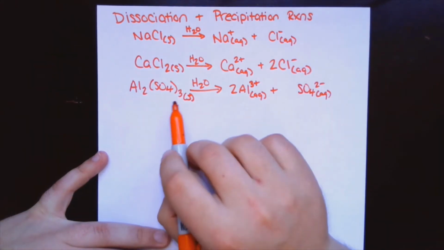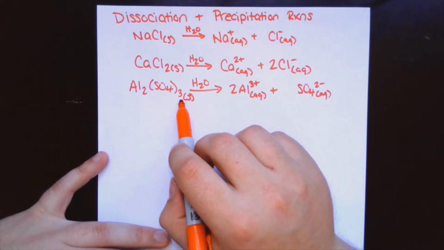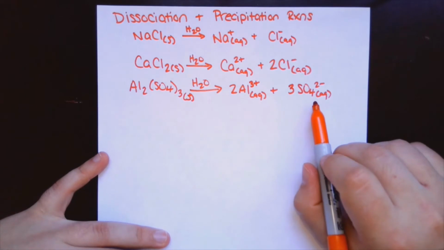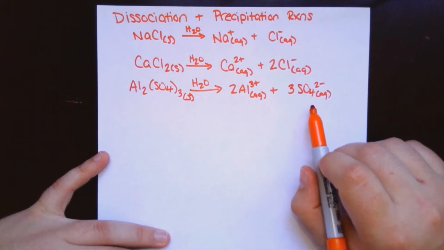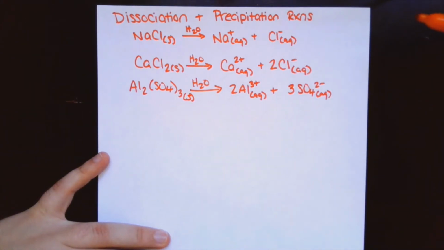But don't forget, outside of the parentheses, outside of this polyatomic, you have this subscript of 3. So that means that you're going to get 3 sulfate ions. But those sulfate ions are going to stay together. Remember, polyatomic ions are not going to break up. So that is the dissociation reaction for aluminum sulfate. Right?